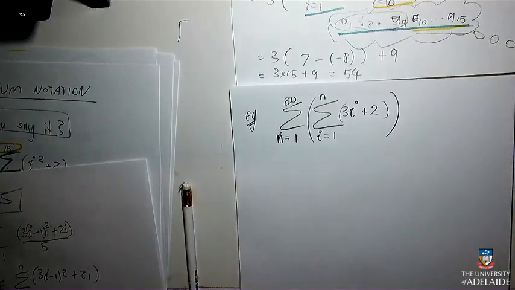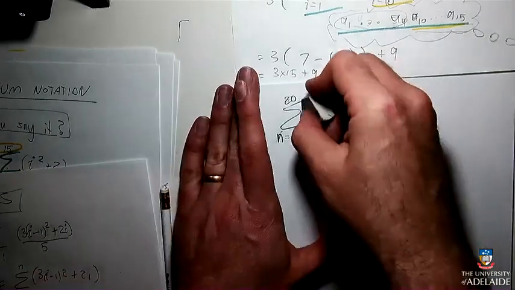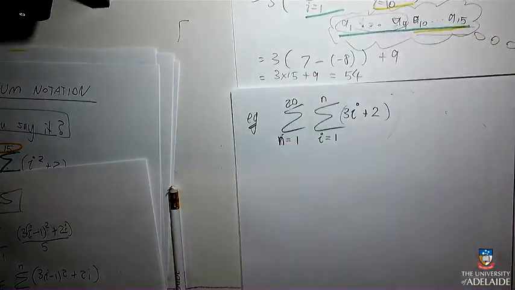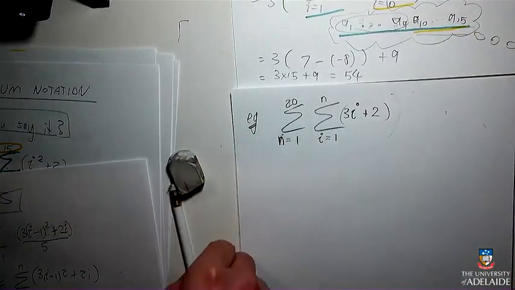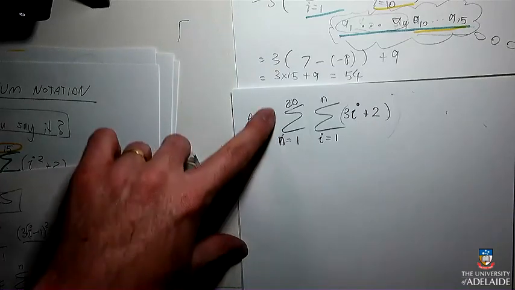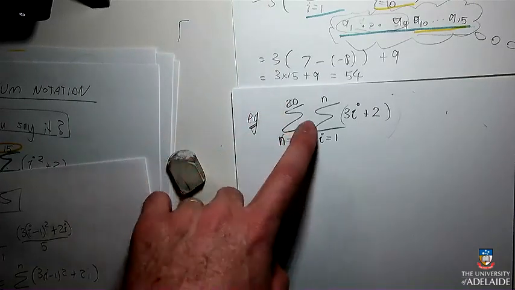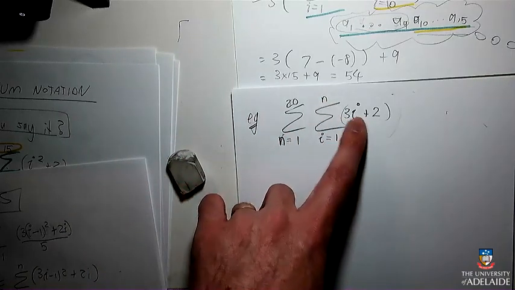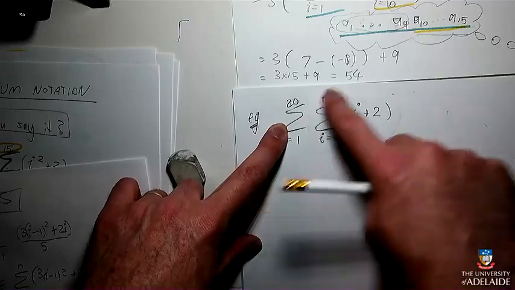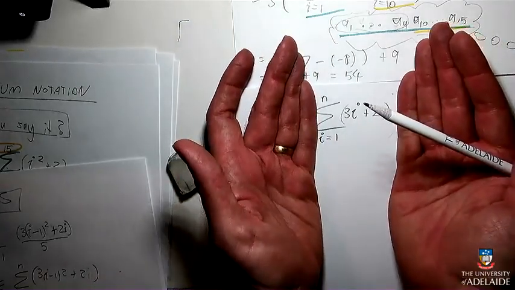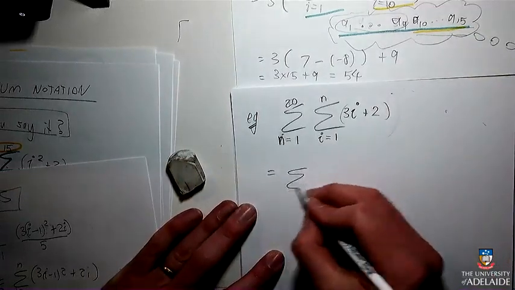Right. So sometimes you'll see them with just the sum signs written next to each other without brackets, like that sort of thing. But what that means is, if I read it aloud, it's the sum from n equals 1 to 20 of the sum from i equals 1 to n of this. So this thing is applying to the entire of that thing, because this is all glued together by the fact that it's a sum. So this is really this.